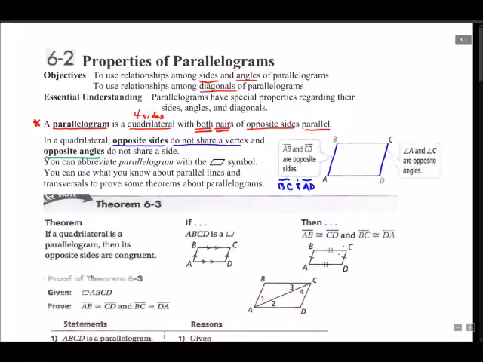Opposite angles do not share a side. So if I'm talking about angle A here, well, angle A and B share a side, angle A and D share a side, but angle A and C do not share a side. And we can also put angle B and angle D are opposite angles here. All right, there's our vocabulary.